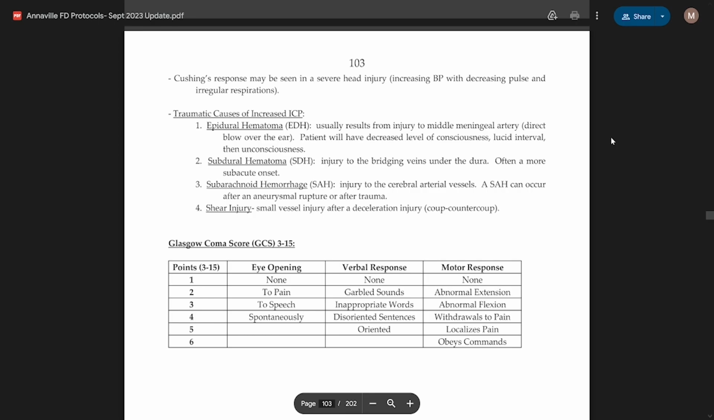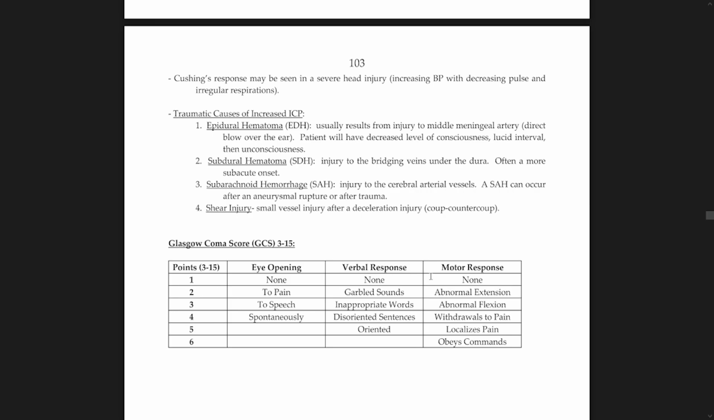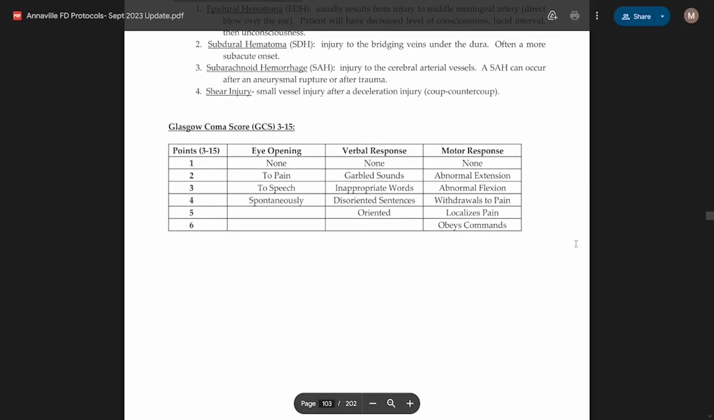A subdural hematoma is an injury to the bridging veins under the dura. It's often a more subacute onset. A subarachnoid hemorrhage is an injury to the cerebral arterial vessels. An SAH can occur after an aneurysmal rupture or after trauma. And a shear injury is a small vessel injury after a deceleration injury with coup and contrecoup. Now, here's the GCS scoring that goes over eye opening, verbal response, and motor response. You can pause it if you want to learn it.